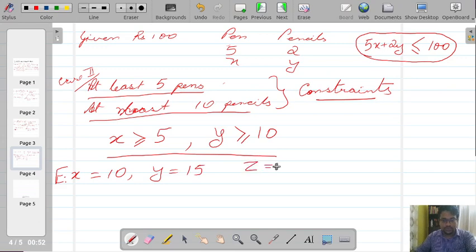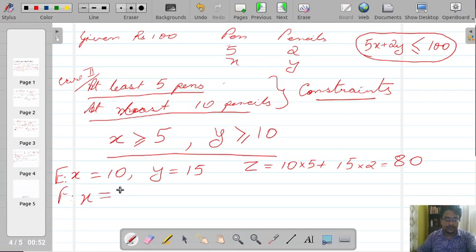So in this case, what is the value of z? z will be 10 into 5 plus 15 into 2. So what is that? 50 plus 30, that is 80. So this is one possible solution. You can come up with several solutions of this type.